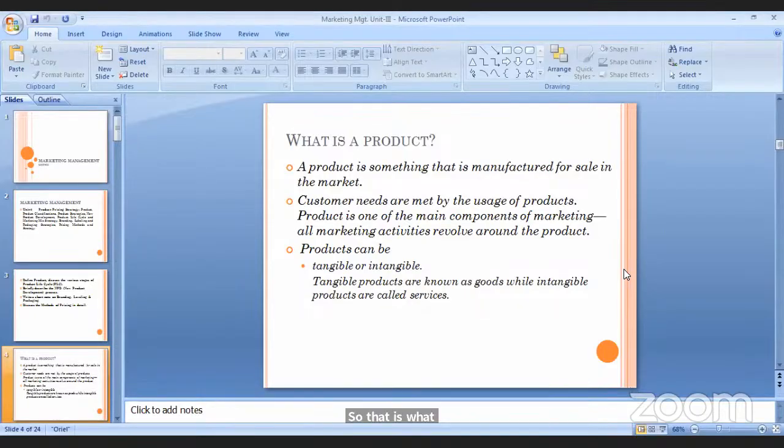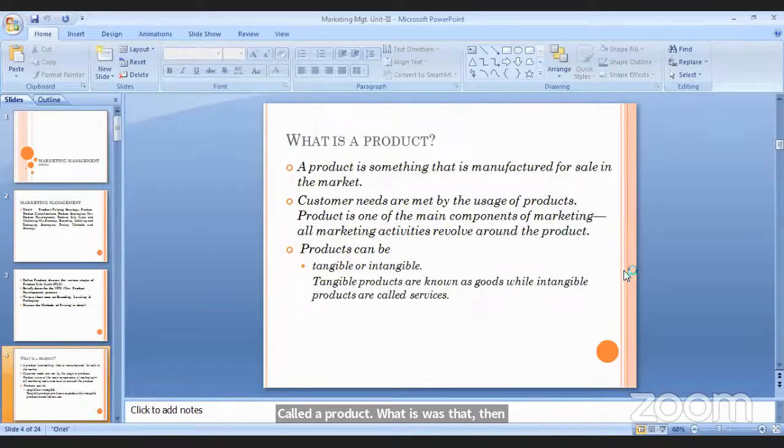Now, product can also be identified as the need satisfaction agent. That means if I tell about what else is product, or how someone will describe the product, definitely, product is something which can satisfy the need of the customer. What customer is looking for, if it is satisfied by a tangible or intangible thing, then that is called a product. What else was there?